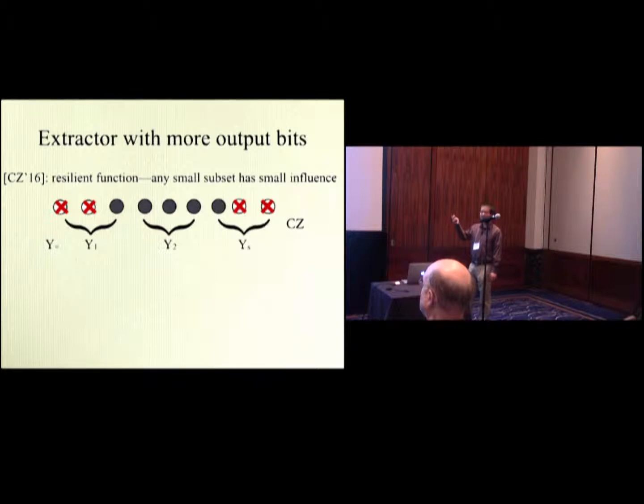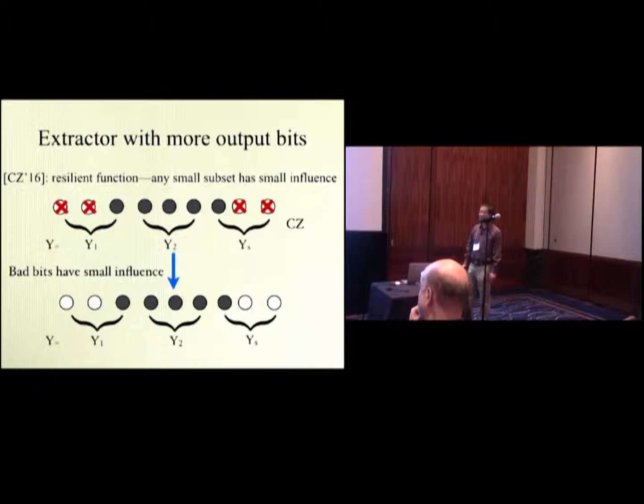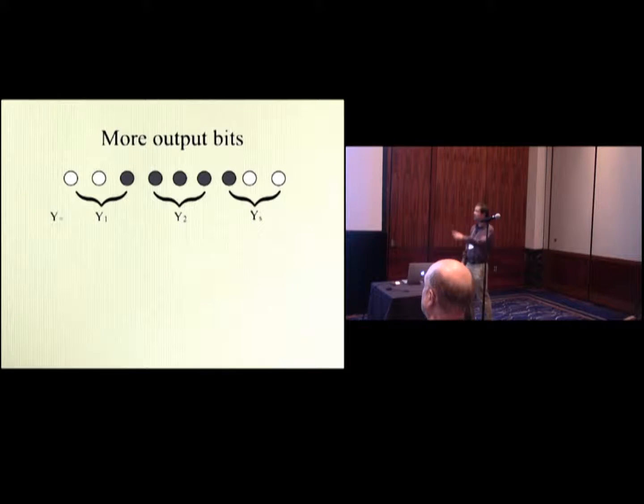And because we know that this is a resilient function and any small subset has small influence, just by a simple union bound we can change this thing into something else where these bad bits do not depend on the uniform random bits. And we can show that the distributions of these two outputs are within a small statistical distance, despite the property of small influence. And so now we can just look at this thing, where it's like a non-oblivious bit fixing source.